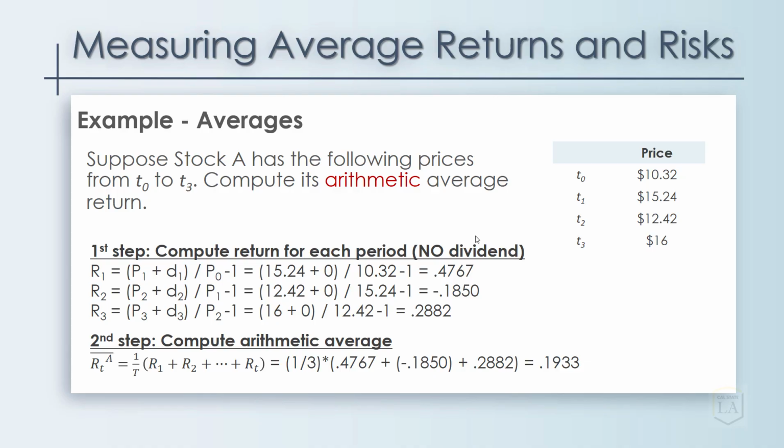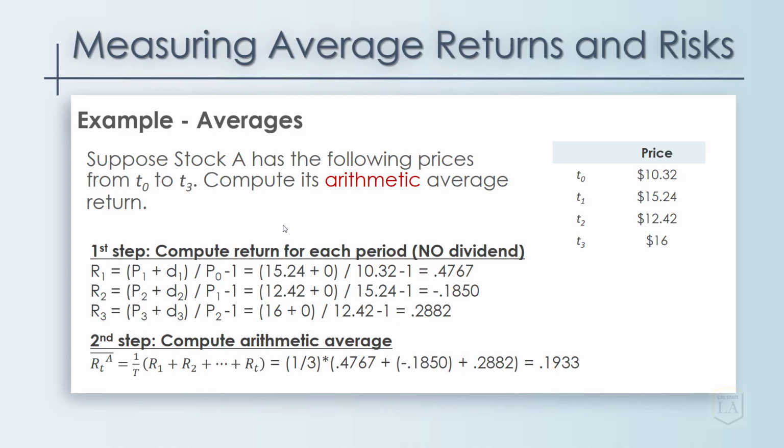And then the second step would be to compute the arithmetic average. From then on, it will be very simple. You just have to add all these returns and divide by the number of periods. Don't use 4. In terms of the return periods, you had 3: R sub 1, R sub 2, R sub 3. So the t here would be 3. So 1 over 3, and then you multiply it by the sum of all the returns, and it tells you that the arithmetic average would be 19.33%. So if you just try to calculate the average in a simple manner, it would have been just 19.33% return.